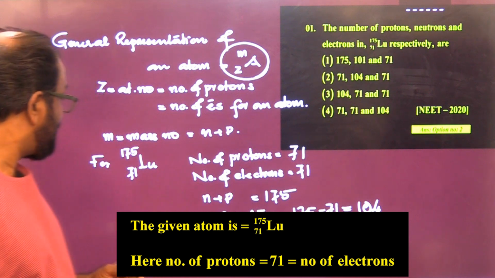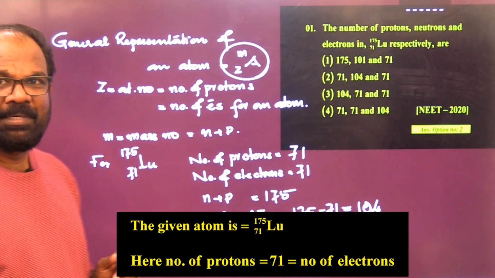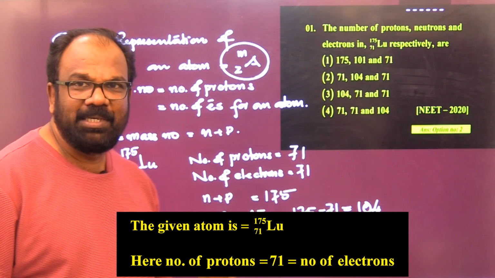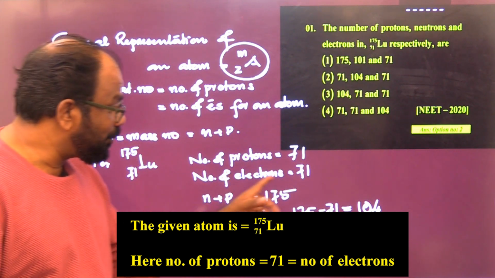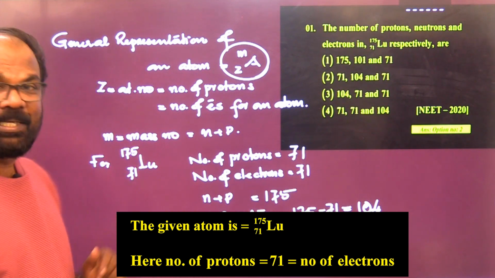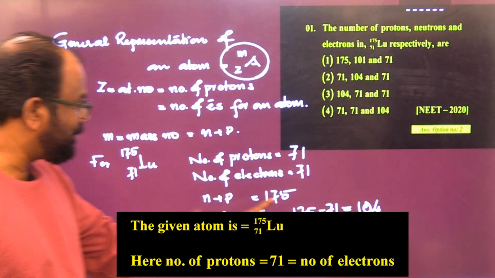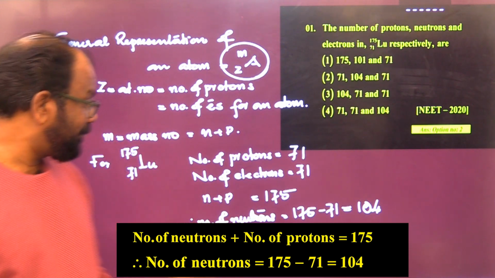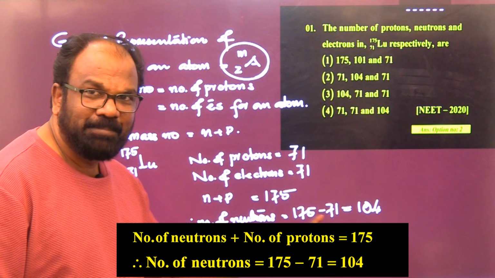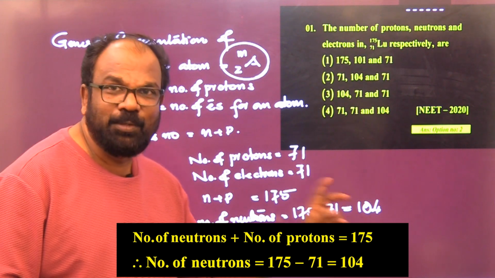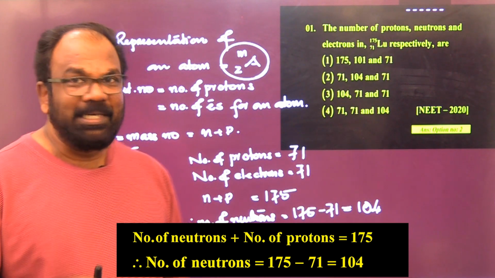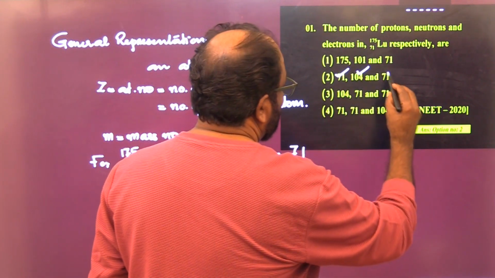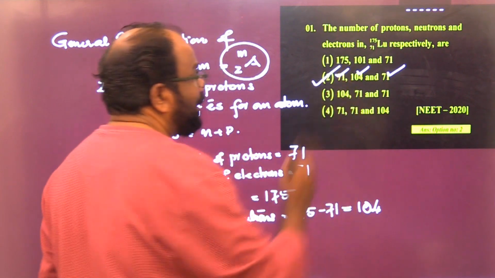Here the atom given is lutetium-71, 175. Here atomic number is equal to 71. Therefore number of protons is equal to 71. Number of electrons is also equal to 71 because it is a neutral atom. Here mass number is 175, that is neutron plus proton is equal to 175. Therefore number of neutrons is equal to 175 minus number of protons, that is equal to 104. So this element contains 71 protons, 104 neutrons and 71 electrons. So here the answer is option number 2.